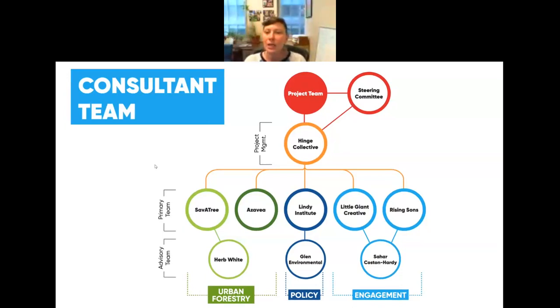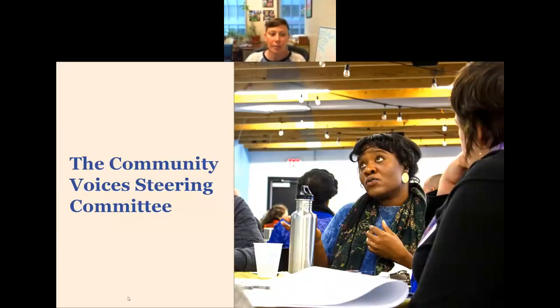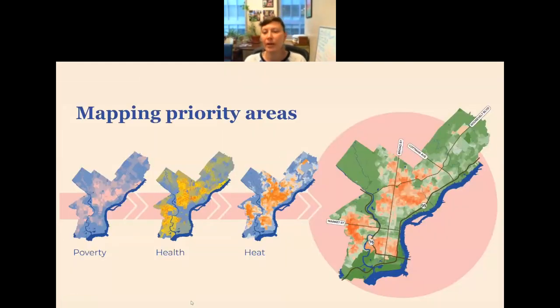My apologies, everyone. So you can see that the engagement aspect of the project team really reflected that big push that we wanted to make to get folks engaged in creating this plan. So our Community Voices Steering Committee, one of the first things that we did with them was to map the priority areas of the city that we wanted to get the most feedback from, because again, these are the folks who are most vulnerable, the folks who can benefit the most.